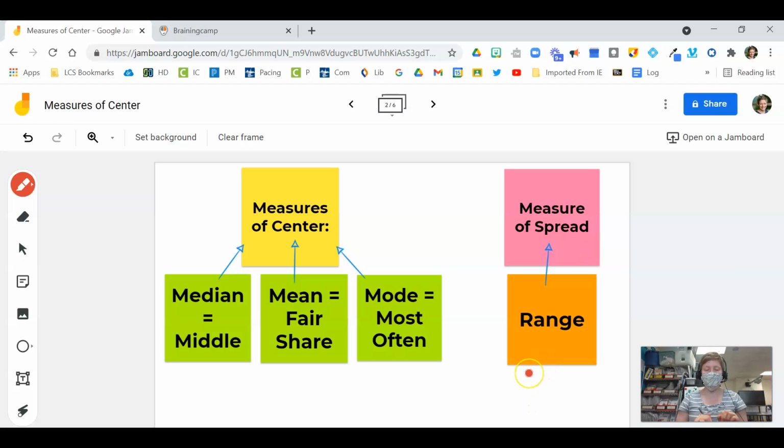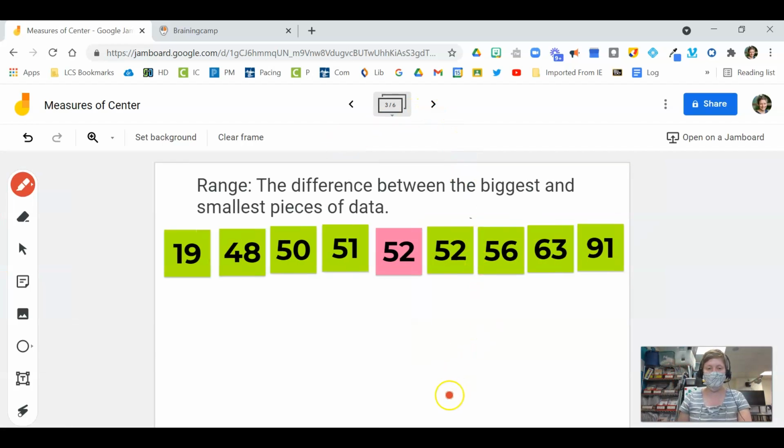So the range is not meant to tell us a number that might describe the middle, but instead it tells us how far the data is spread out. So let's take a look at how we do that. If we want to find the range of a set of data, we're going to find the difference between the biggest and smallest pieces of data. It's really helpful that these jumps were already put in order.